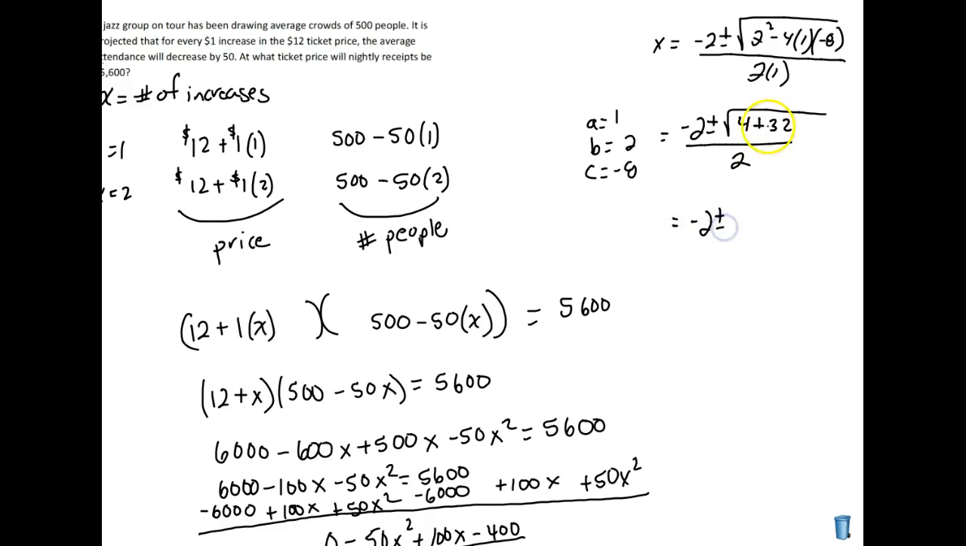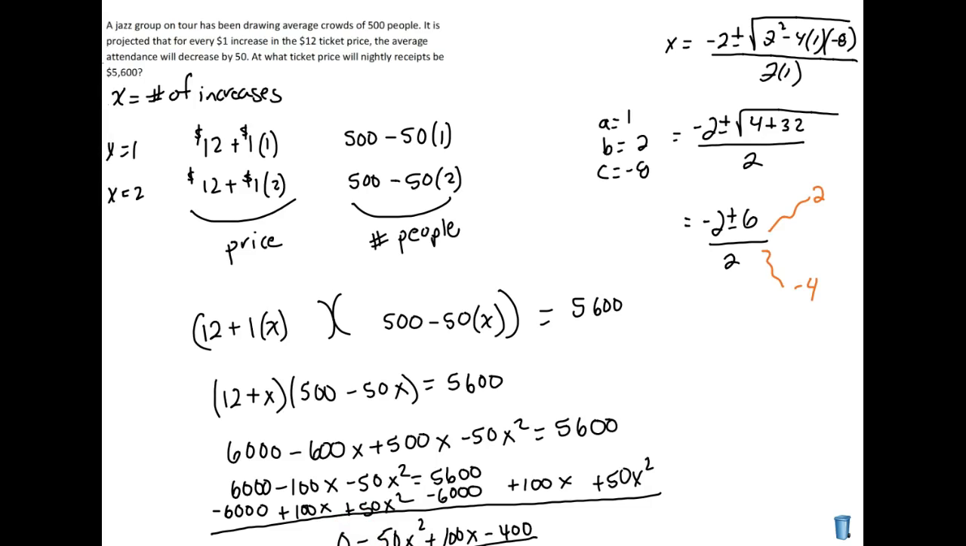Negative 2 plus or minus, this 4 and 32 makes 36, and the square root of 36 is 6. So remember, I have two possible answers here. One of them is negative 2 plus 6, which gives me 4. 4 divided by 2 is 2. The other gives me negative 2 minus 6, which is negative 8. Negative 8 divided by 2 is negative 4. Remember, x is the number of increases we are going to make, the number of $1 increases. One of these answers makes sense, and one of them doesn't. You can't make a negative number of increases if you're raising the price.